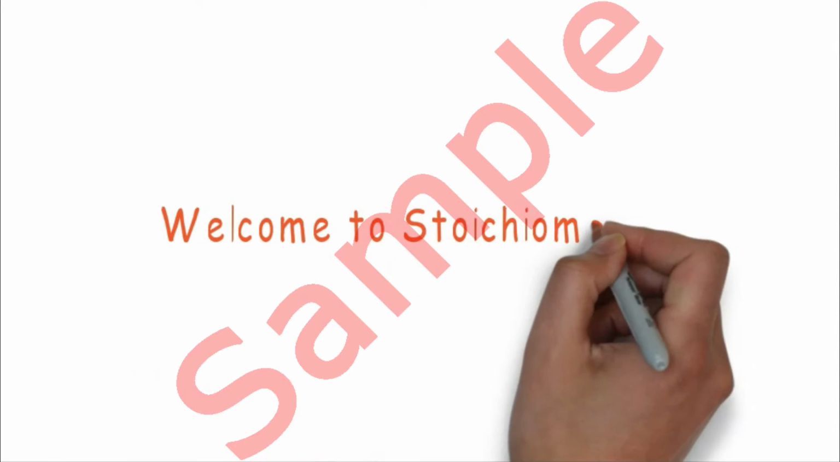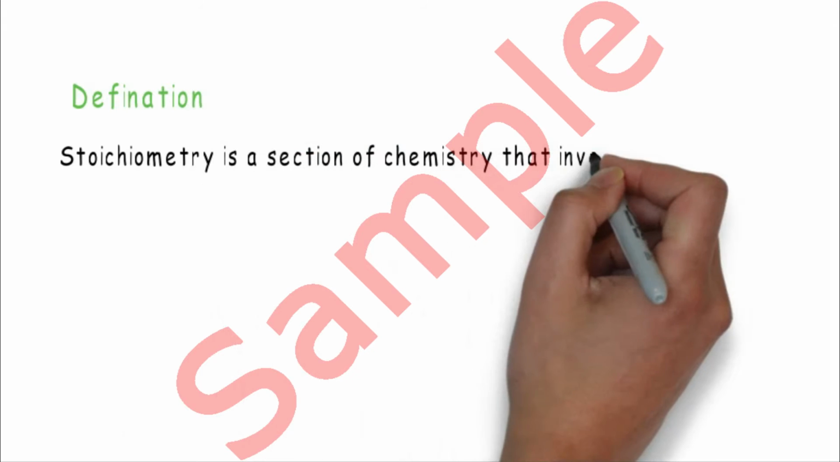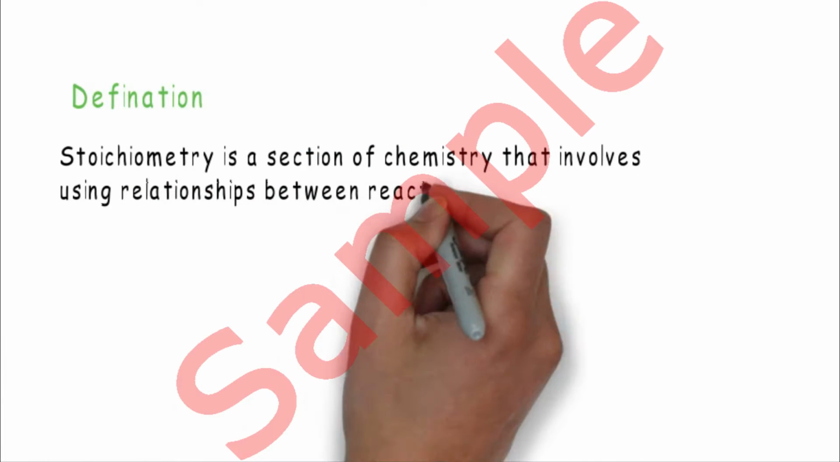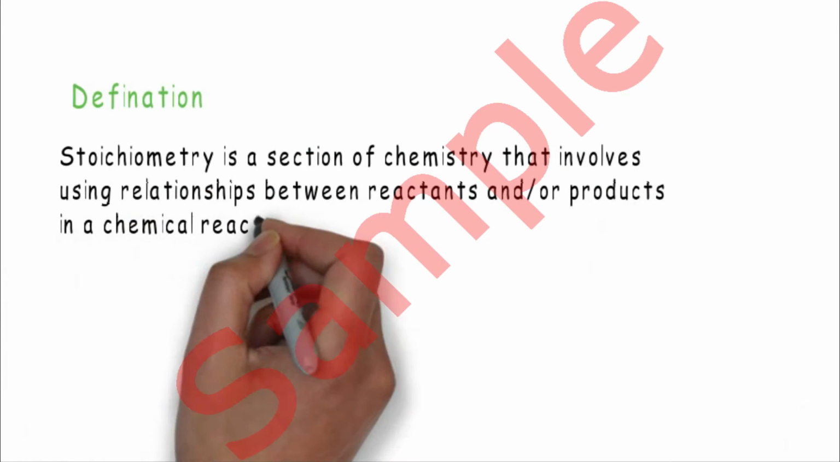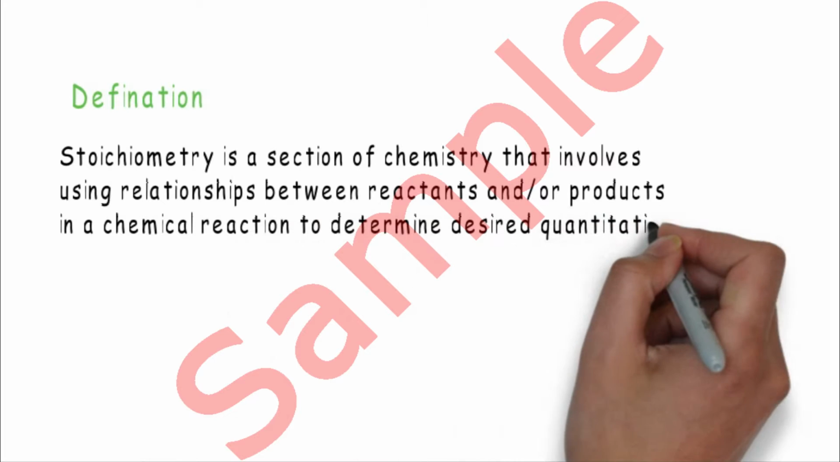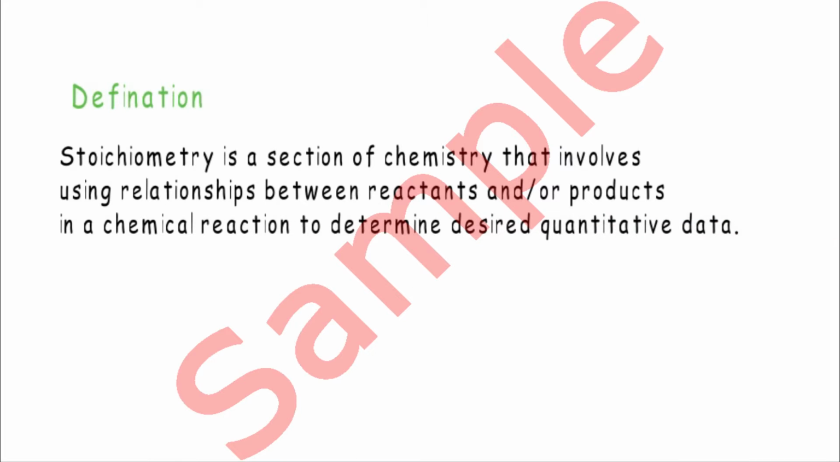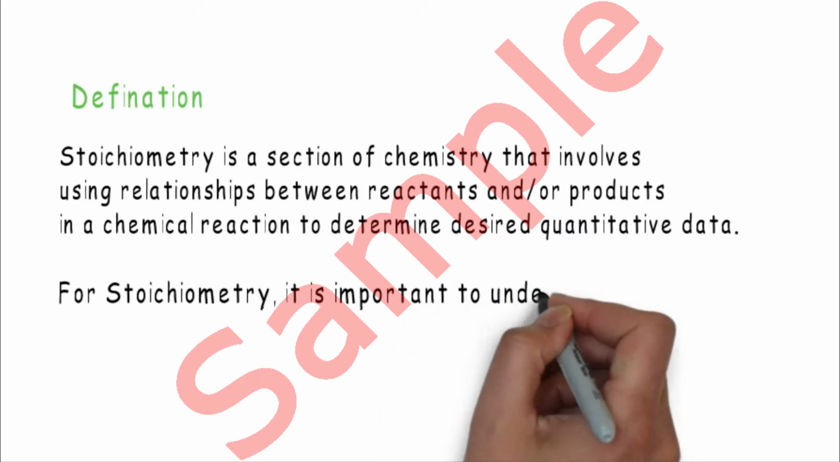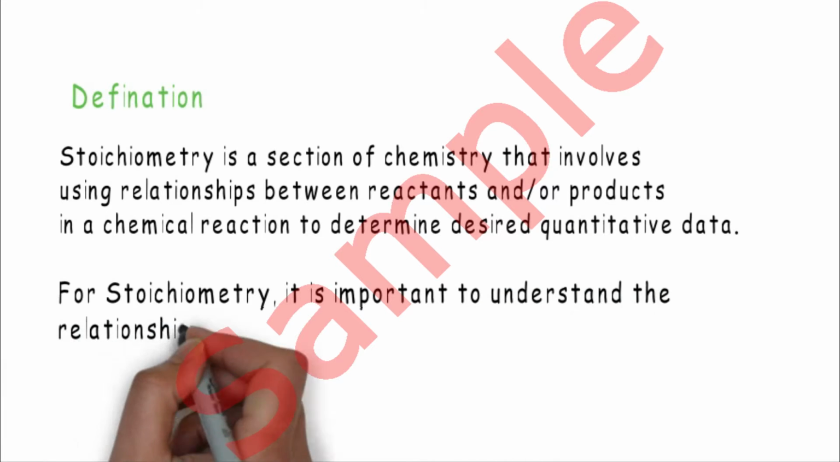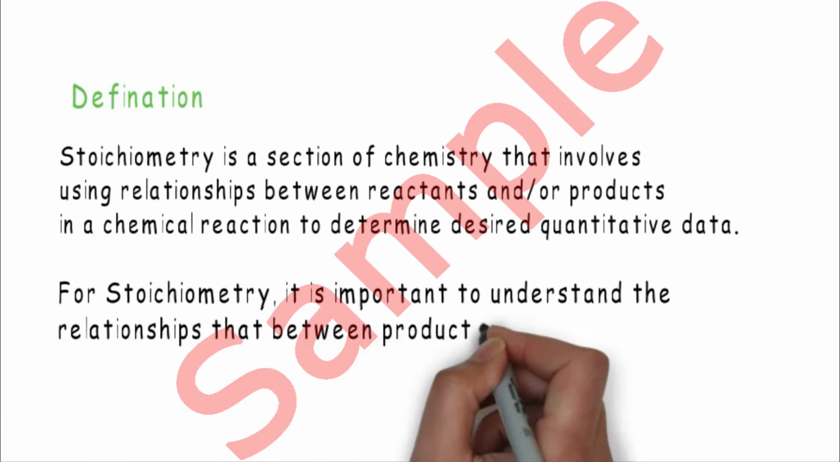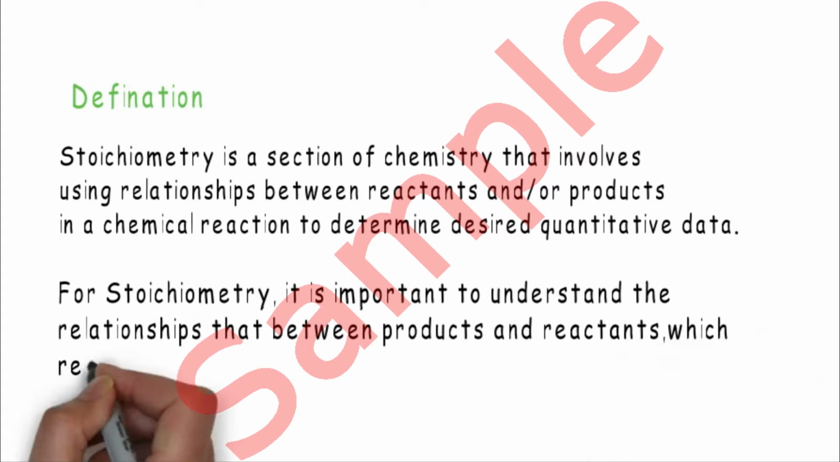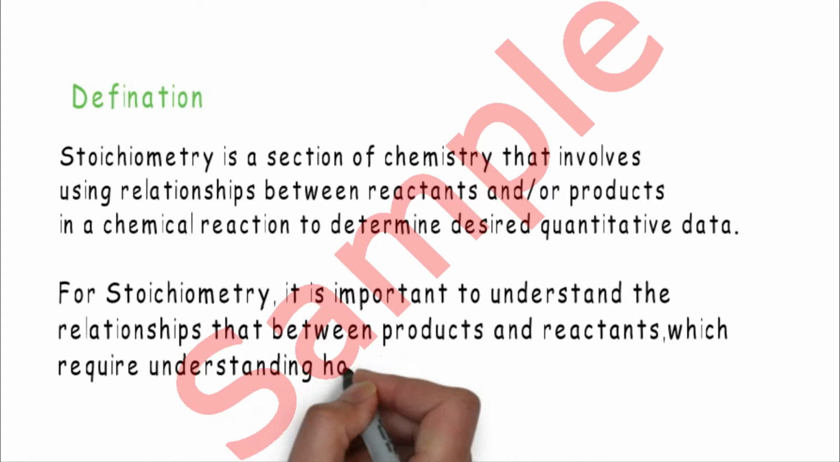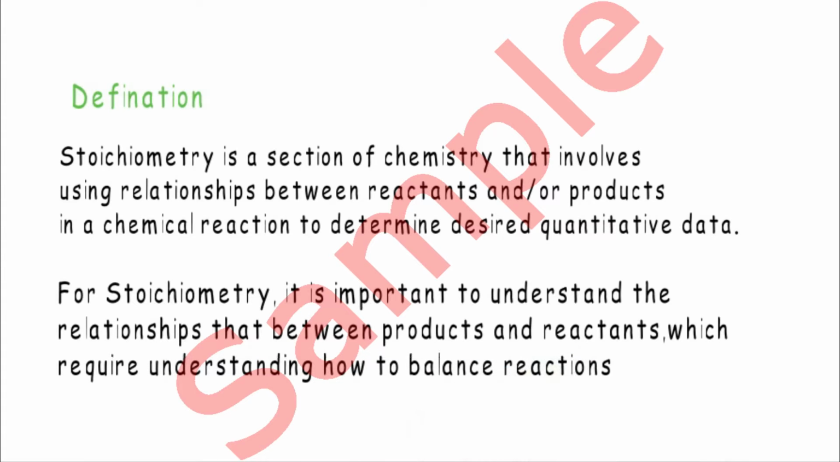Welcome to stoichiometry. Stoichiometry is a section of chemistry that involves using relationships between reactants and/or products in a chemical reaction to determine desired quantitative data. In order to use stoichiometry to run calculations about chemical reactions, it is important to first understand the relationships that exist between products and reactants and why they exist, which require understanding how to balance reactions.